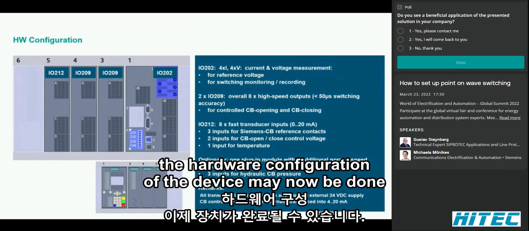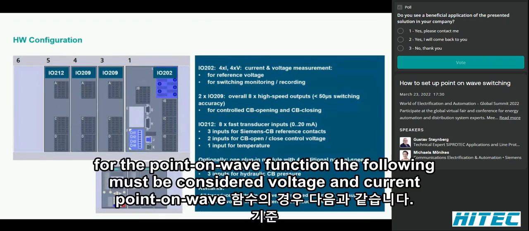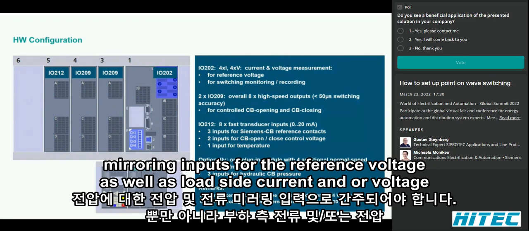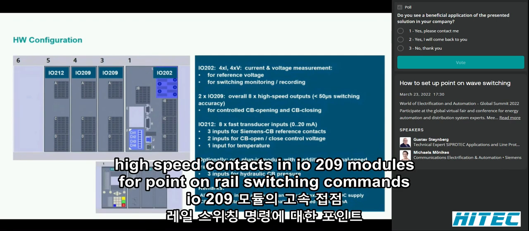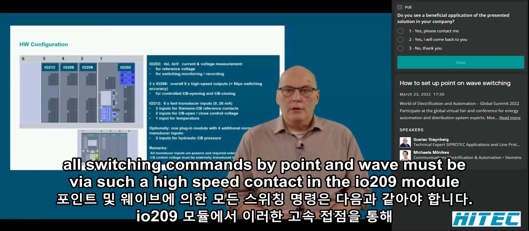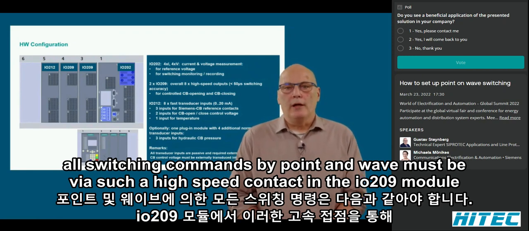The hardware configuration of the device may now be done. For the point-on-wave function, the following must be considered. Voltage and current measuring inputs for the reference voltage as well as load side current and/or voltage. High-speed contacts in IO209 modules for point-on-wave switching commands. All switching commands by point-on-wave must be via such a high-speed contact in the IO209 module.